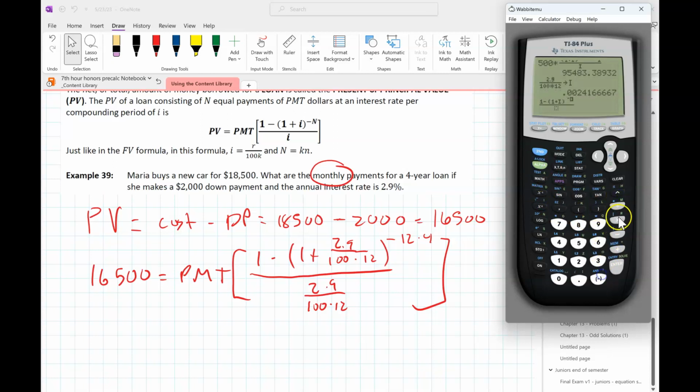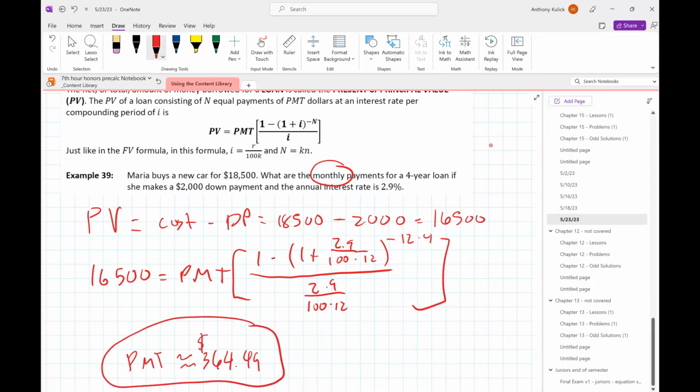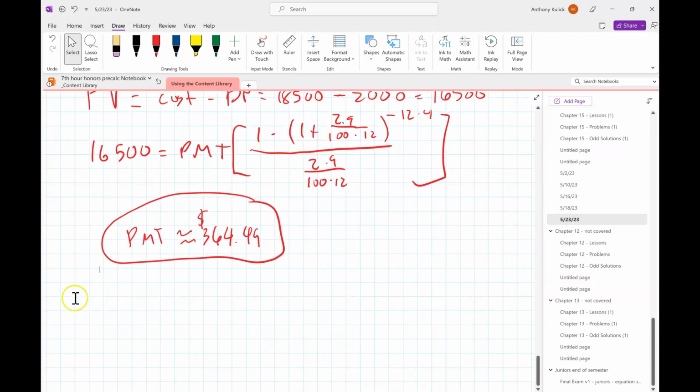Now don't forget your negative sign here in the exponent. Very easy to do that. So there's that. So I have this 16,500 equals payment times 45.26-ish or whatever. So to get the payment by itself, I'm just going to divide 16,500 by that 45 number to get $364.49. Everybody happy with that?